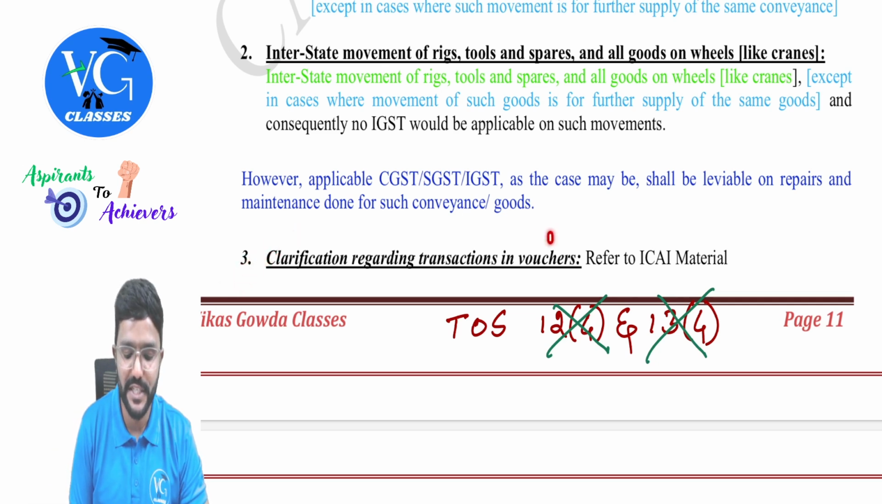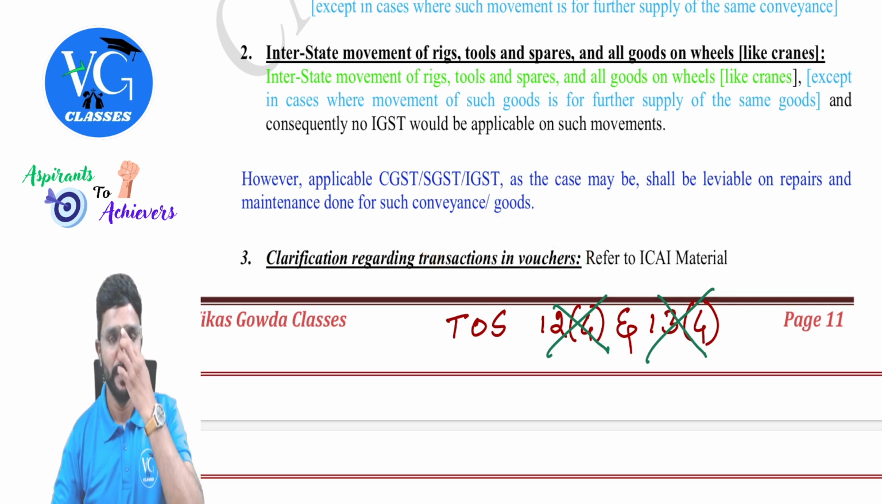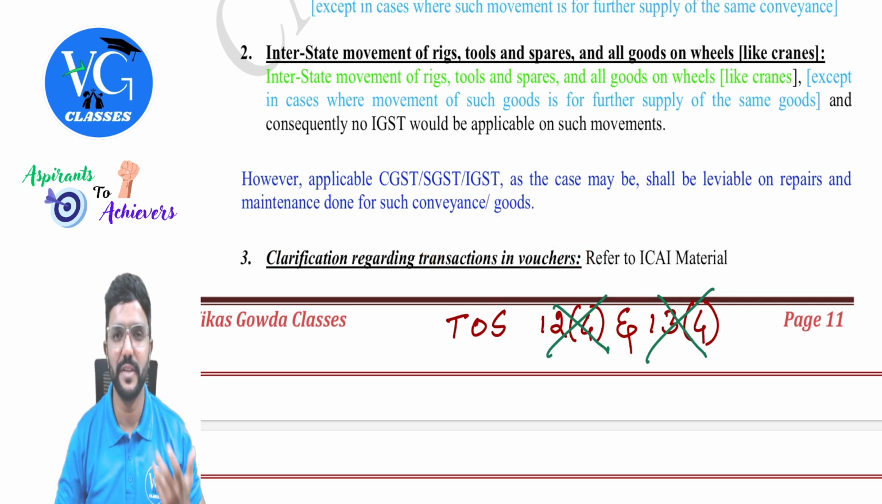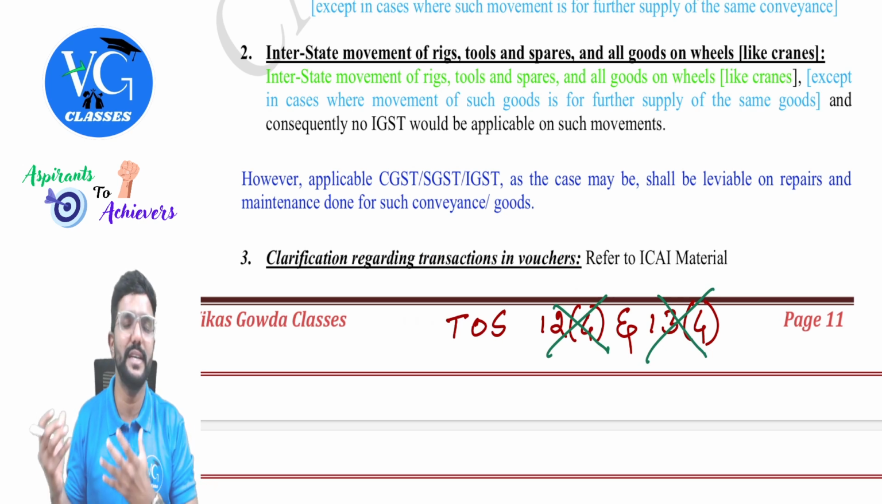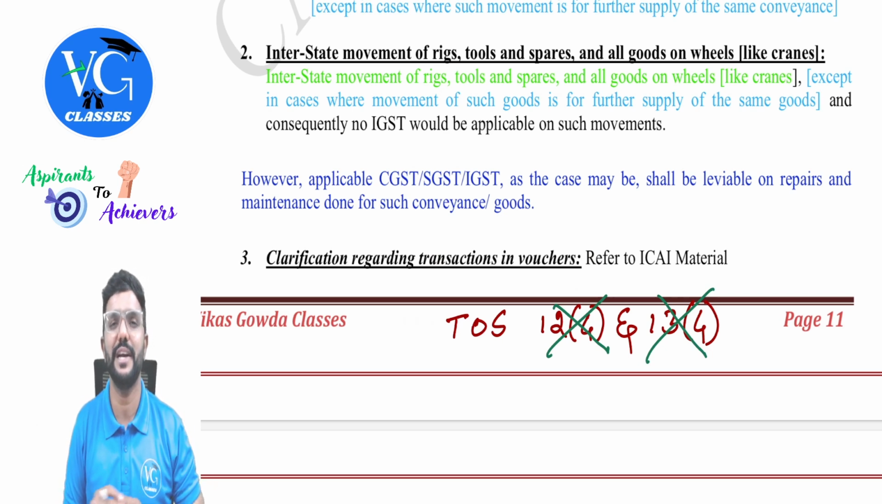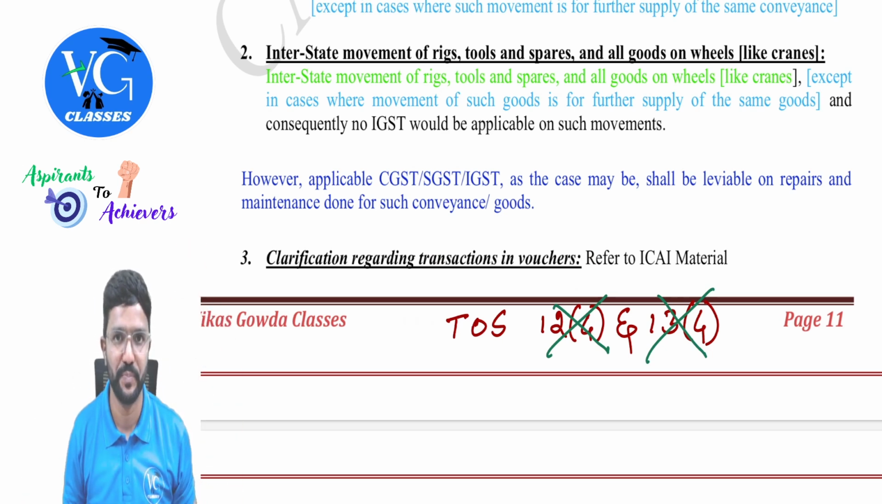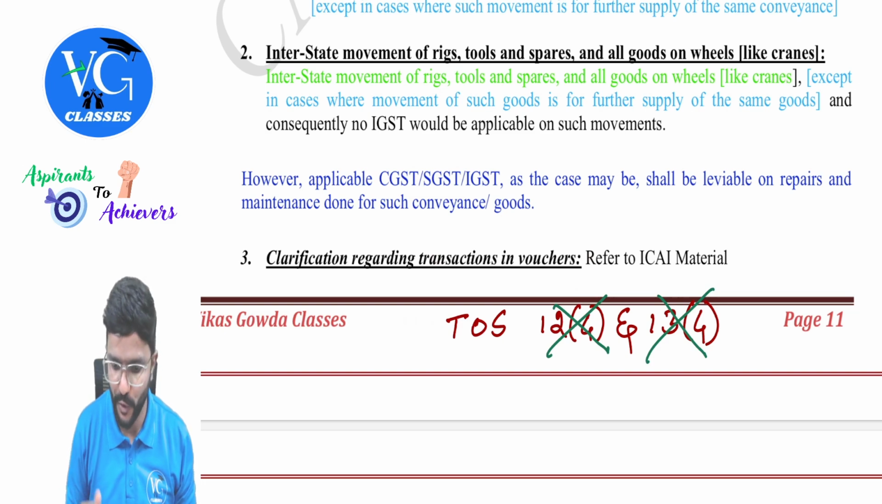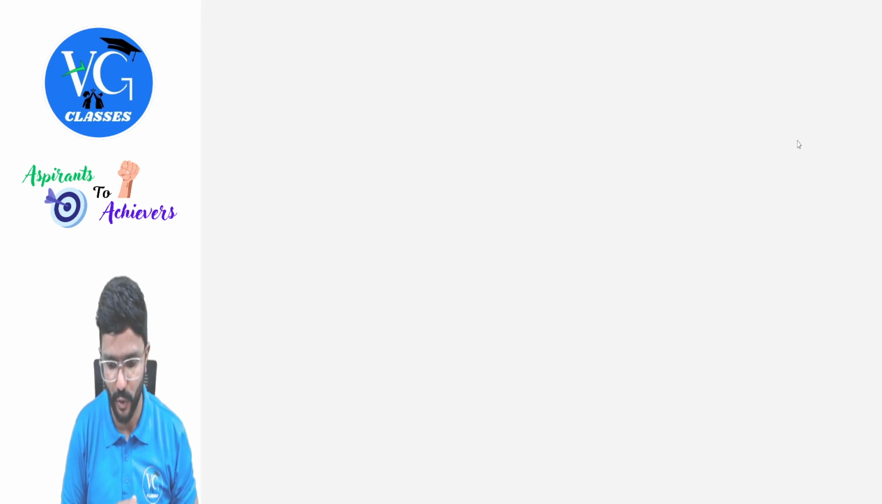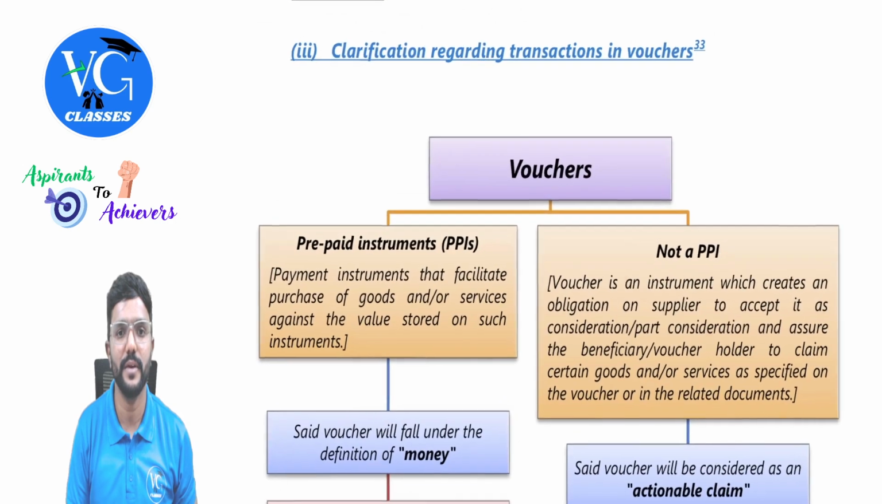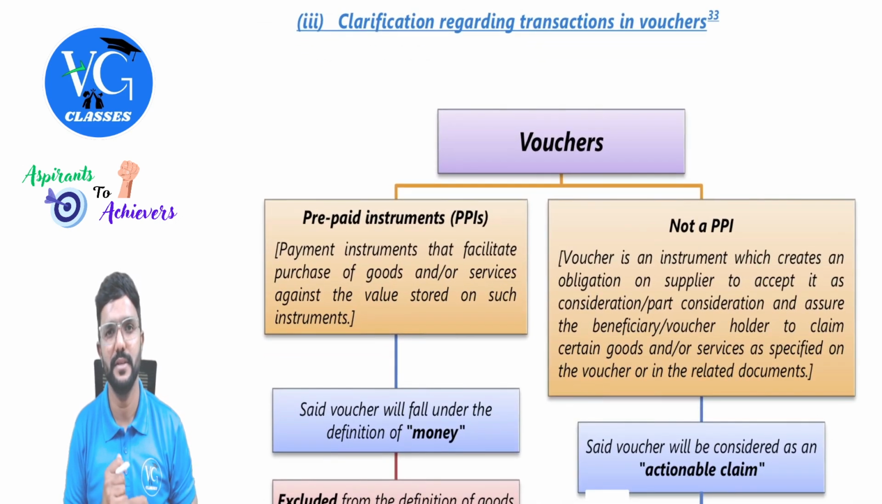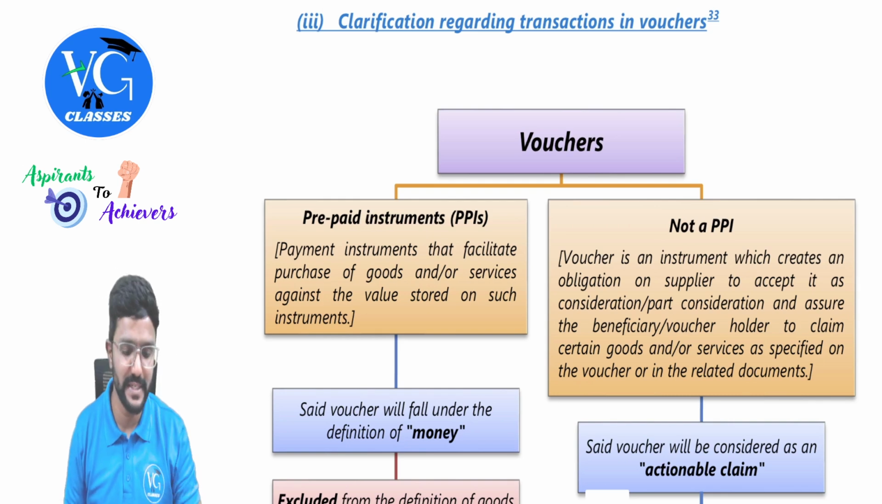Clarification regarding transactions in vouchers. There is a clarification given with respect to this. I have not included that clarification in my revision book, guys, because if I include it, it will become 2-3 pages, but it is very simple. I will just show you in ICI material. If you want, you can just go through it once. It is given for 2-3 pages, but I will try to explain it simply, guys.